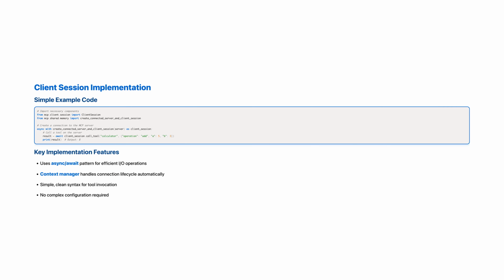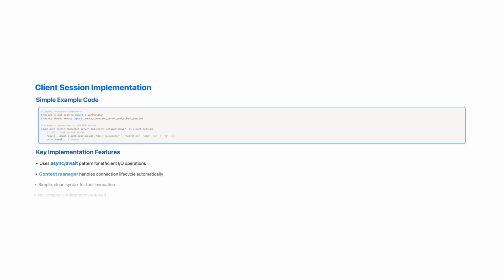Oh, that makes way more sense. So it's kind of like a request handler in Flask, but specifically for AI tools. How would I actually use one in my code? Do I need to set up a bunch of configuration first? It's much simpler than you might think. Let me show you a quick example.